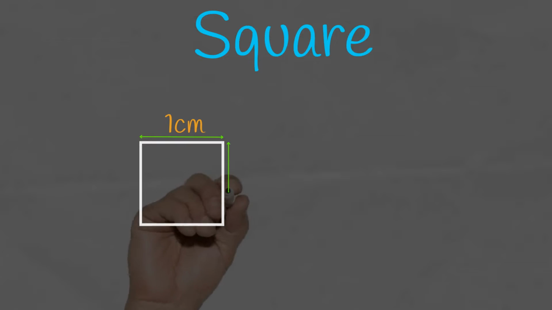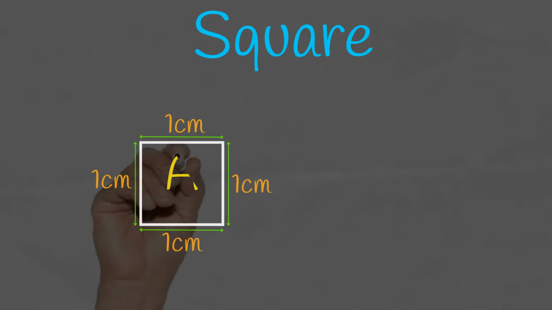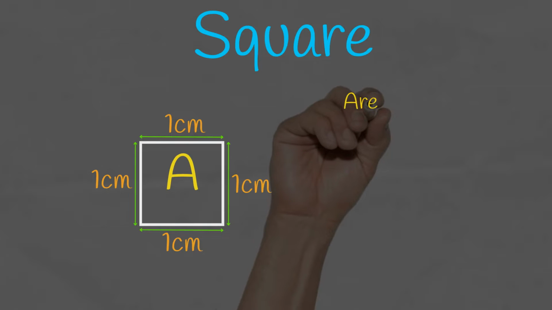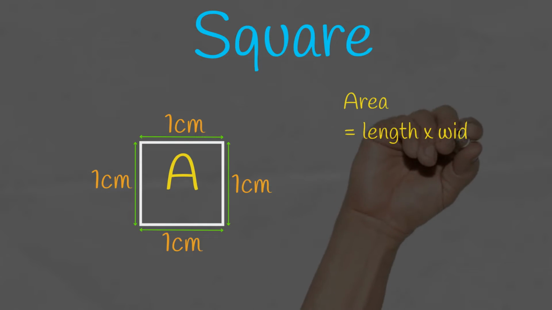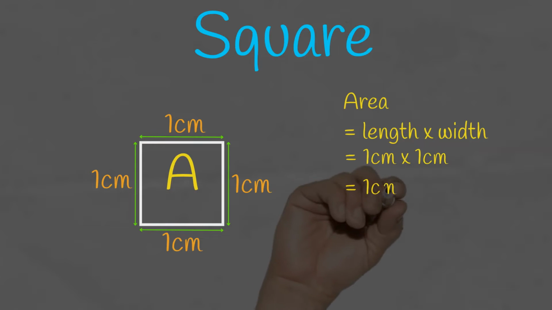So let's say we have a square where each side is 1 centimetre in length and the area is A. The area is defined as the length times the width. Well, that's the same in a square, the length and the width are equal. So we have 1 centimetre times 1 centimetre, so the answer is 1 centimetre squared. This is also referred to as a unit square.